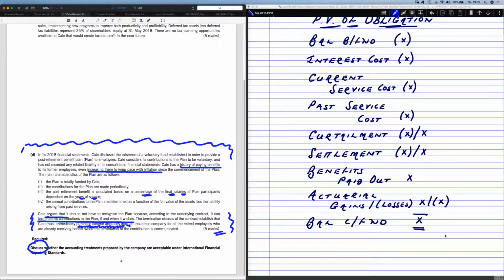Now, here is a question then, everybody. When is the obligation settled, or when is the obligation extinguished, for a defined benefit scheme? What do you think about that? What are your thoughts on that? Just give me your thoughts, please. For a defined benefit scheme, when does the obligation get settled?